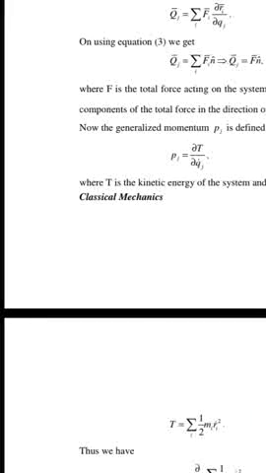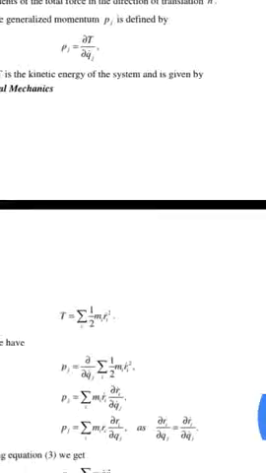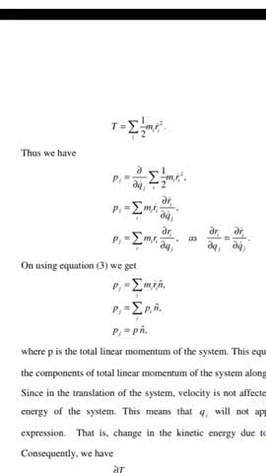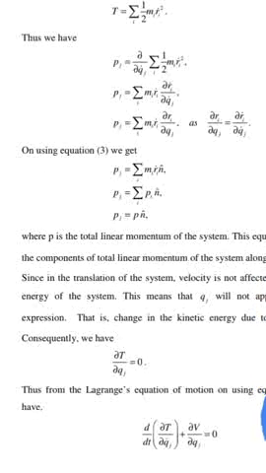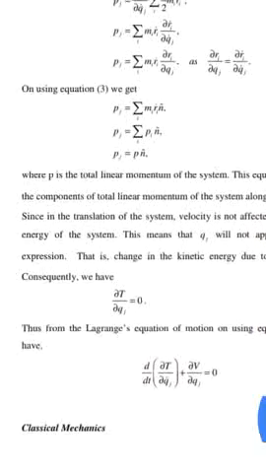Now the generalized momentum pj is defined by pj is equal to ∂T/∂qj dot, where T is the kinetic energy of the system and is given by T is equal to the sum of 1/2 mi ri dot square. Thus we have pj is equal to ∂/∂qj dot of 1/2 mi ri dot square, so pj is equal to mi ri dot ∂ri dot/∂qj dot, which is mi ri dot ∂ri/∂qj, while ∂ri dot/∂qj dot is equal to ∂ri/∂qj. Simplifying, pj is equal to mi ri dot dot n cap. Therefore, pj is equal to P dot n cap, where P is the total linear momentum of the system.